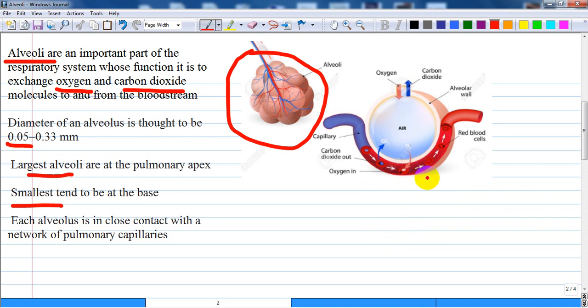An important fact I want to tell you is that capillaries coming to the alveoli are filled with venous blood and the exiting arterial blood is full of oxygen.